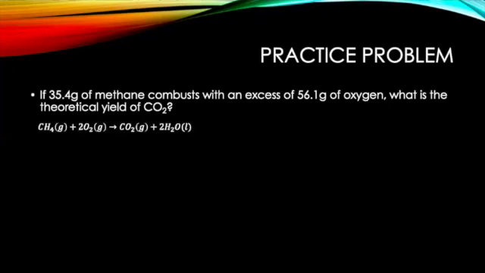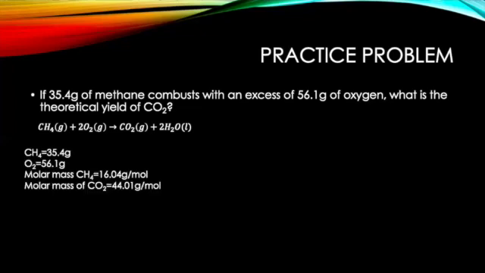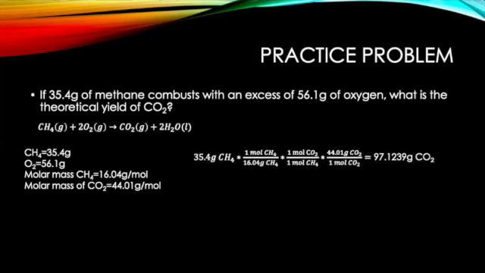So first you want to write out your chemical equation and then balance it. Next you want to write out all your masses and molar masses for methane, oxygen. So it's 35.4, 56.1, and so on. Next, you want to write out the conversion from mass of methane to mass of carbon dioxide, since methane is the limiting reactant, because we know that oxygen is in excess. Therefore, methane is the limiting reactant.